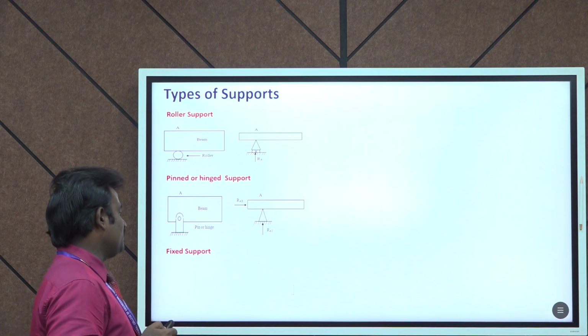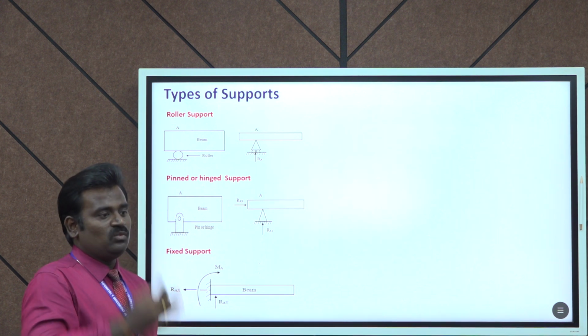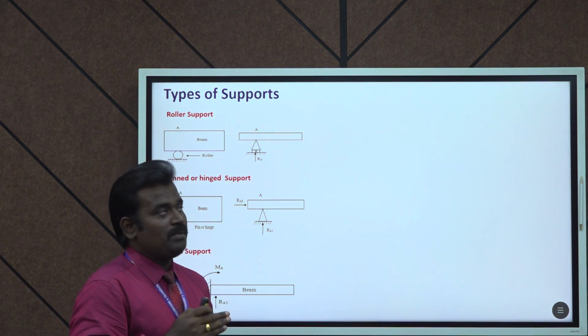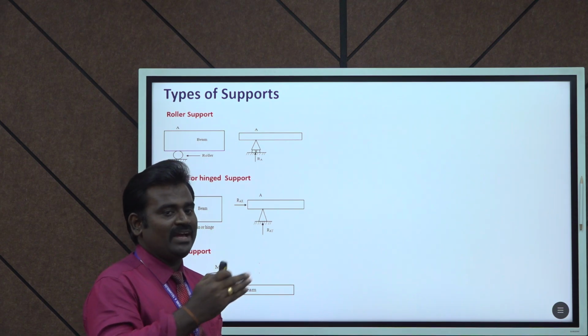The third one is the fixed support. In fixed support, the beam is fixed at one end or two ends. In the fixed support, there is no movement of the beam. In the other roller support and pinned support, the beam can move.